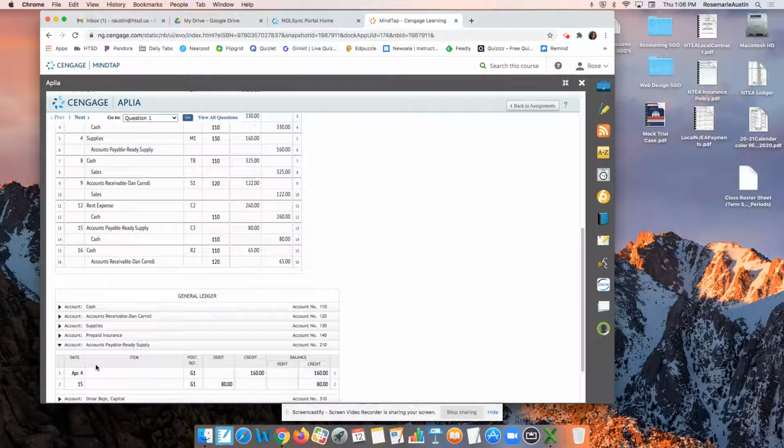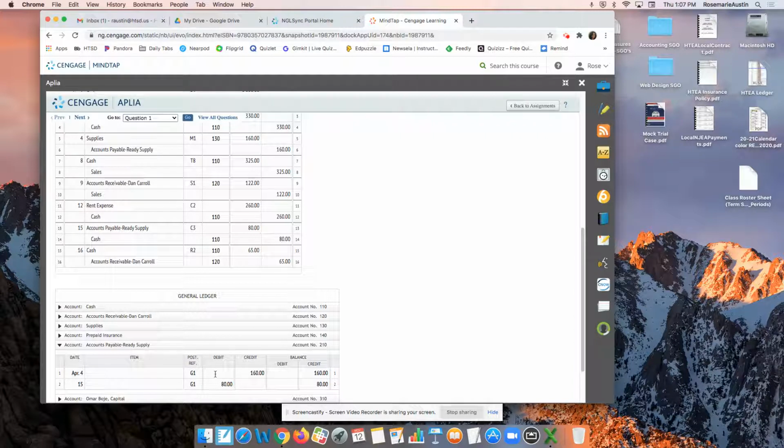Now, just to give you some context and explain what happened here, accounts payable is a liability. So it looks like we bought something from them on account, since it's an account payable and we owe them money, and we spent $160. So liabilities increase on the credit side. So this is a $160 credit balance for this Ready Supply company, right? But then it looks like on April 15th, we sent cash to them.